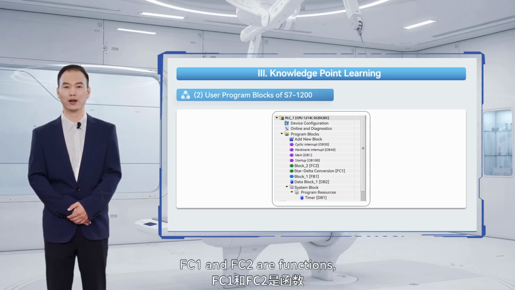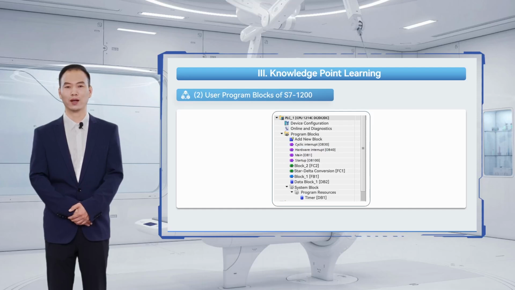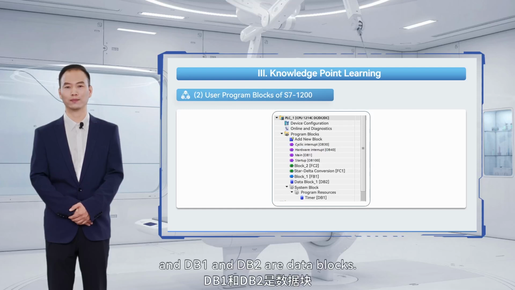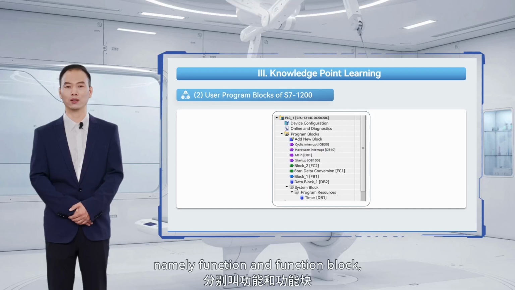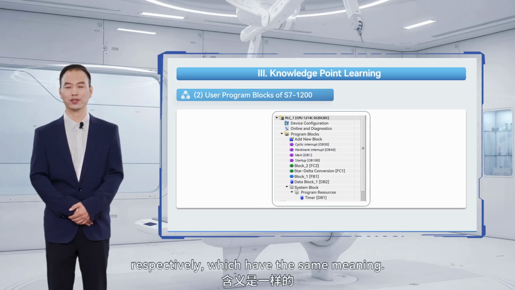FC1 and FC2 are functions, FB1 is a function block, and DB1 and DB2 are data blocks. In practical use and communication, FC and FB are also referred to by another name, namely function and function block, respectively, which have the same meaning.